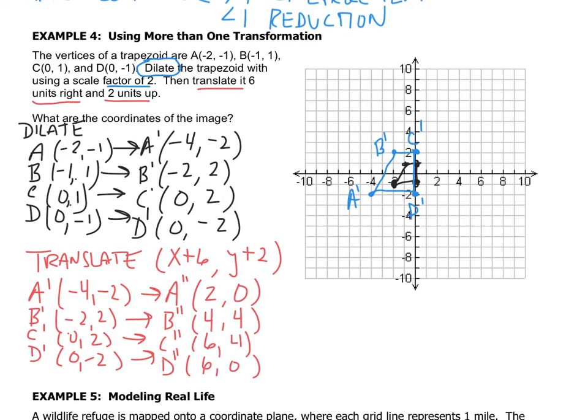Now I'm going to pause the video. Please plot those points, and we'll see if we have the same shape. And there is the picture: A double prime, B double prime, C double prime, D double prime. And again, please notice, with the translation, we kept the same shape, and it's the same size as the prime trapezoid. So the dilation enlarged it, but it then stayed the same size and same shape when it went from the blue to the red shape.